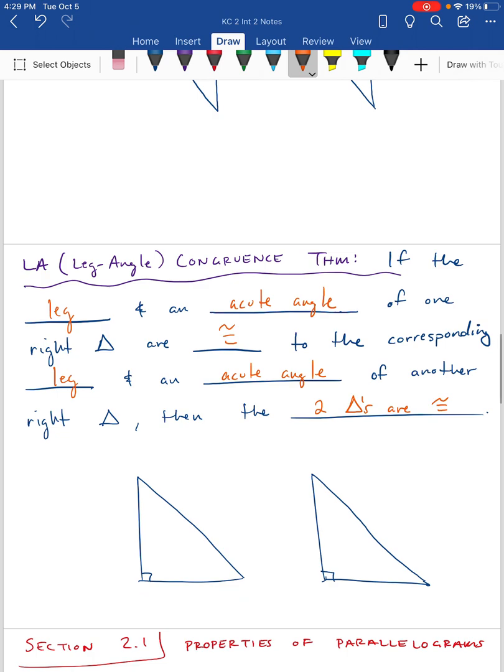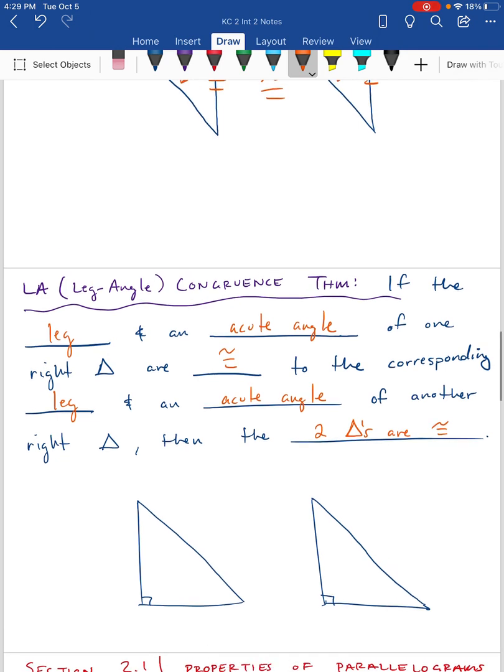Okay, so here you have two right angles, and you want a leg, not the hypotenuse, you want a leg to be congruent, so I can say that this leg is congruent to this one, and I can give you that this angle is congruent to this. So if I gave you that information, then these two triangles are congruent. Okay, now you can see, right, that this is a leg and this is an angle, so I have to be using the leg angle congruence theorem.